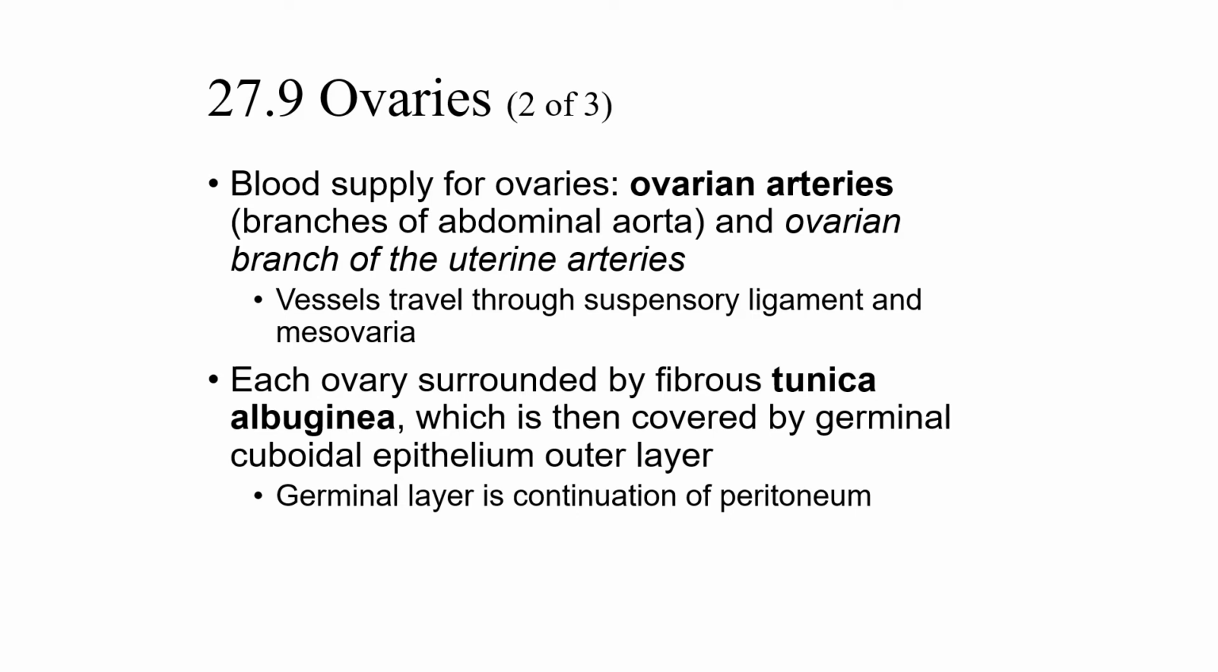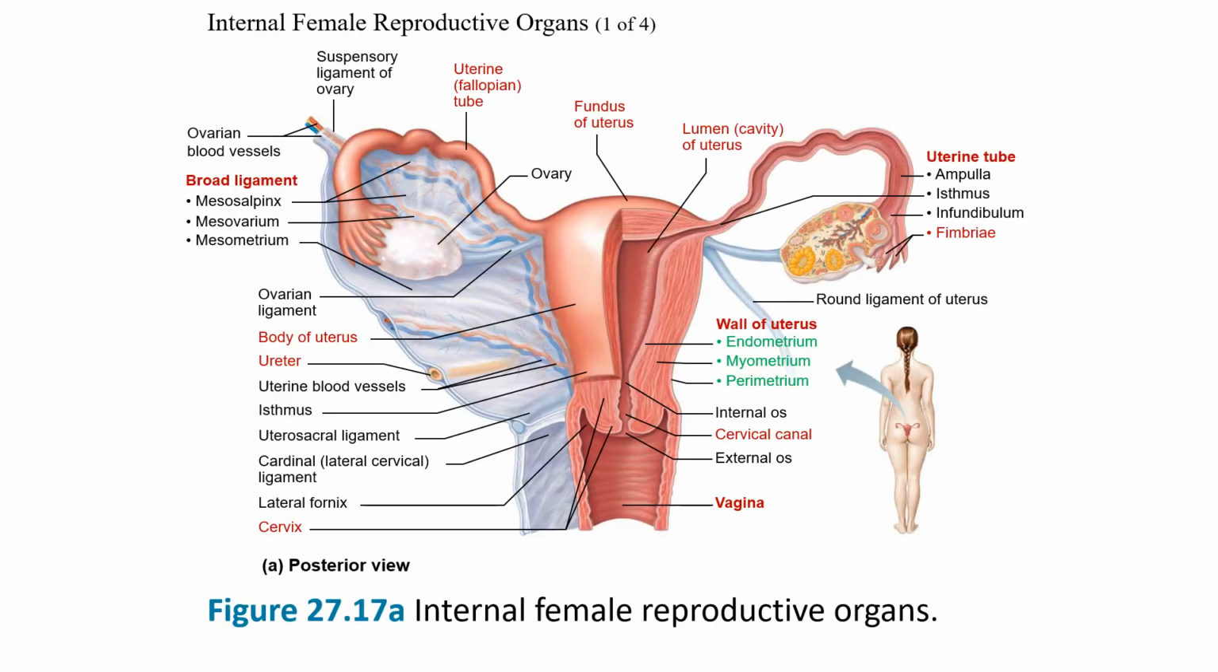Each ovary, as I said, is surrounded by the tunica albuginea, and that is going to help protect the ovaries. So let's look at this picture, and let me point out some things to you as we look at the picture. Okay, notice the things in red. You have the uterine tubes, the top or the fundus of the uterus, the lumen or the cavity of the uterus, and this is where the baby will grow.